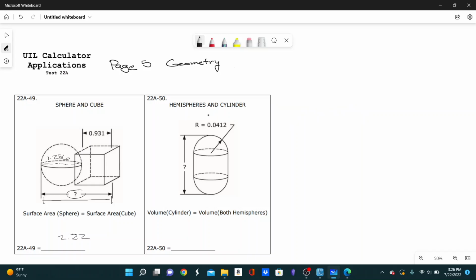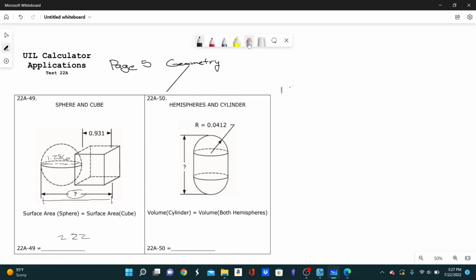So we have hemispheres. These two hemispheres on the top and bottom, and we have a cylinder. And it tells us that the volume of the cylinder is equal to the volume of both the hemispheres. So let's see. Volume of a cylinder.